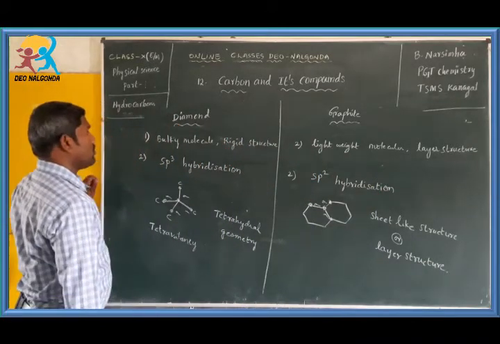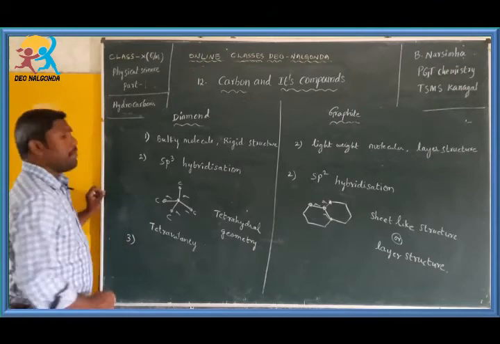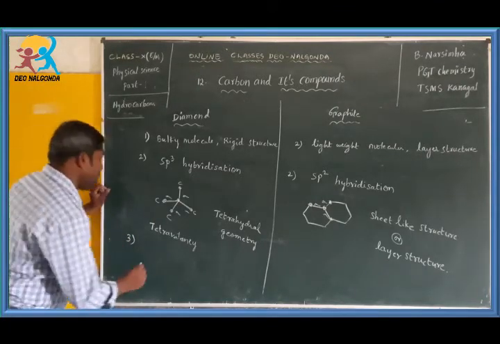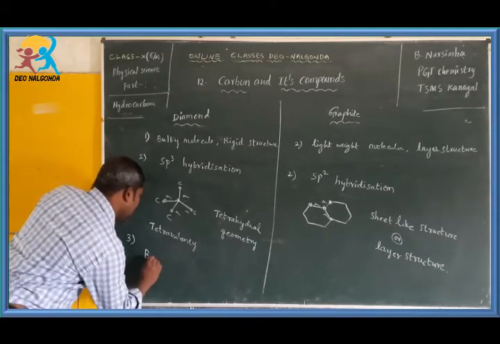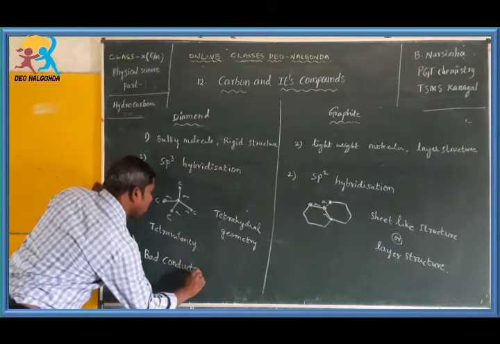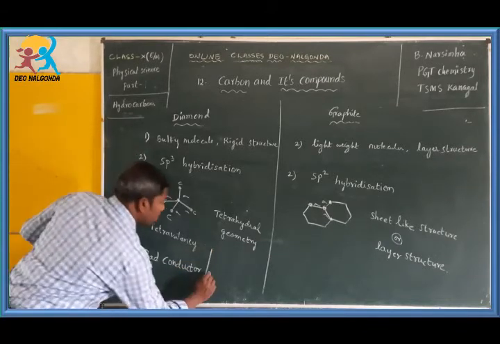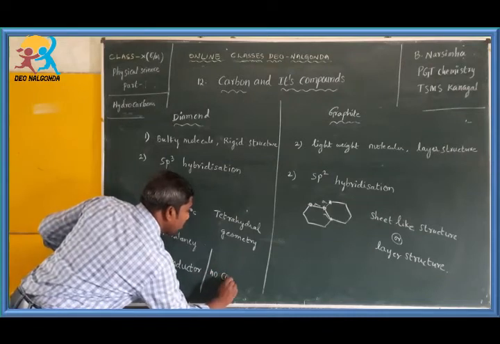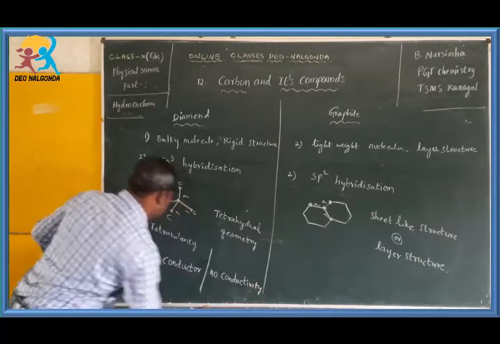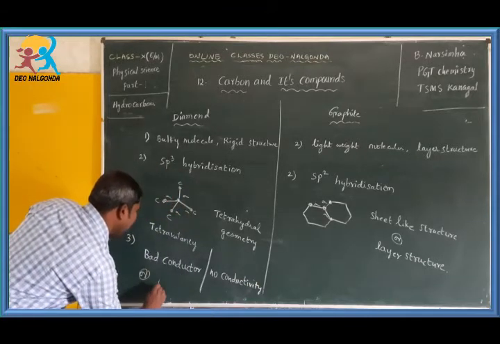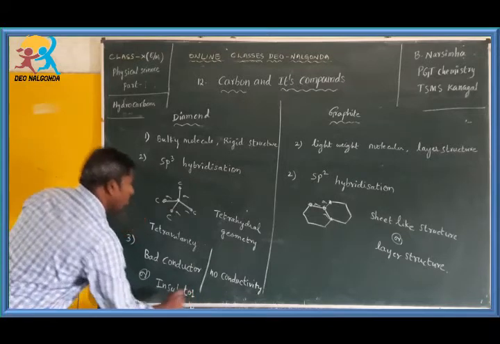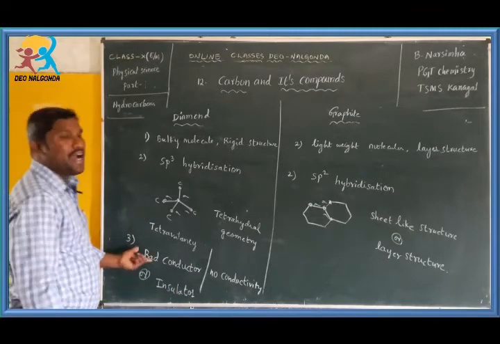Third point goes to conductivity. Diamond can act as a bad conductor or insulator. There is no conductivity. Diamond can act as an insulator, or has no conductivity, or is a bad conductor.